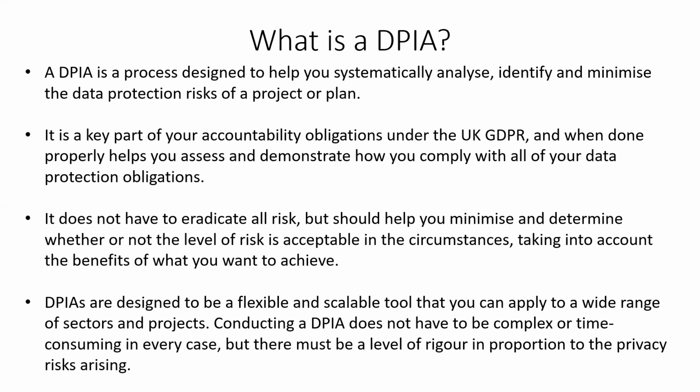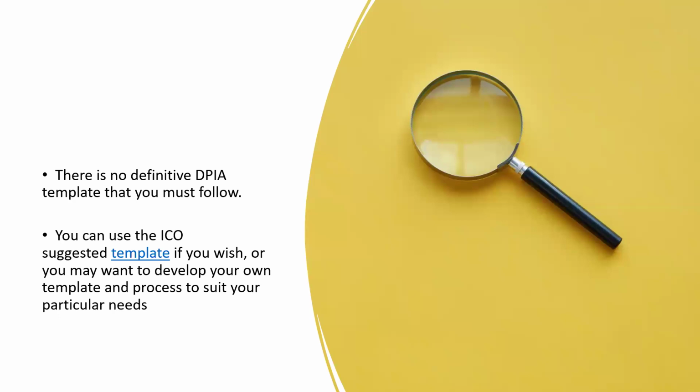DPIAs are a flexible and scalable tool. So depending on what the change or introduction of a new process is, you scale it accordingly. It doesn't have to be complex or time consuming, but we do need to think about all of the elements that we need to think about in terms of data protection, etc. Bearing that in mind, there's no definitive DPIA that we must follow. There is a template available on the Information Commissioner's Office website, and I've included a link on the left-hand side there to that template in case you feel that you want to use that, or you could develop your own template and process to suit your particular needs and your particular organization. However, what you do within the DPIA does need to cover all of the elements that you need to think about.